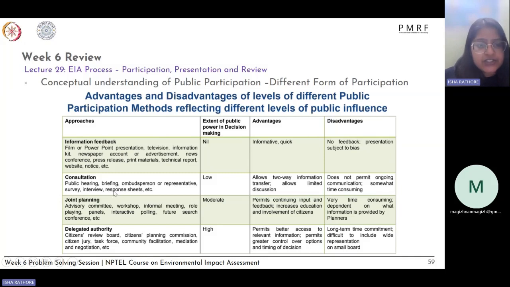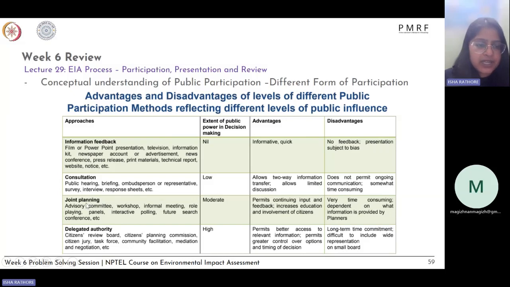The second approach is consultation, which includes a public hearing, briefing, ombudsperson or representative survey, interview, response sheet, etc. This is a low level of public power in decision making. It allows for two-way information transfer, but it allows limited discussion. That is, you will have one public hearing or a few interviews or surveys, and that is going to include some sort of bias or limited data. Then it does not permit ongoing communication and is somewhat time consuming. Those are the disadvantages associated with it.